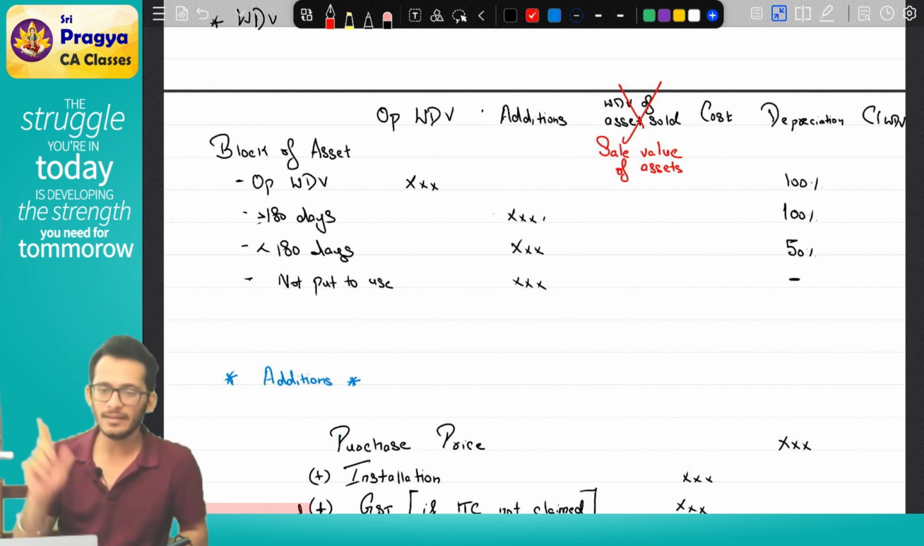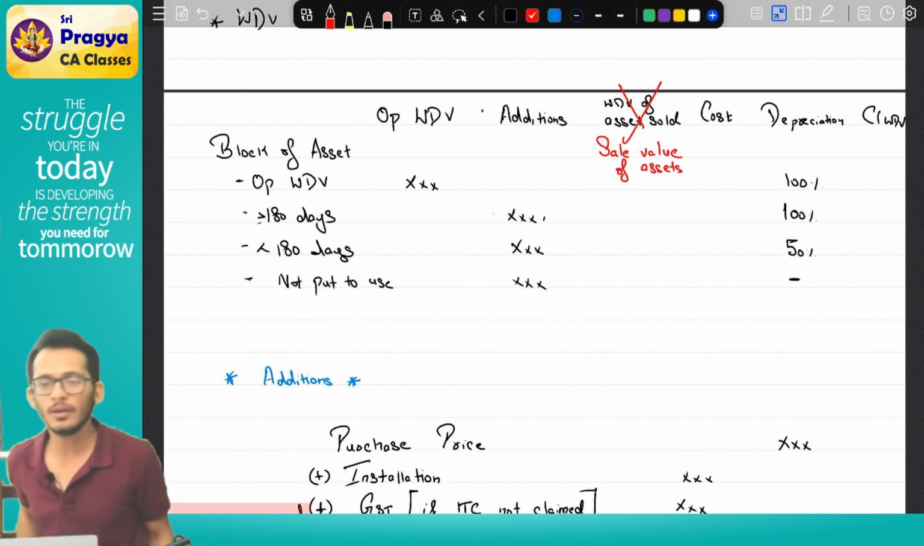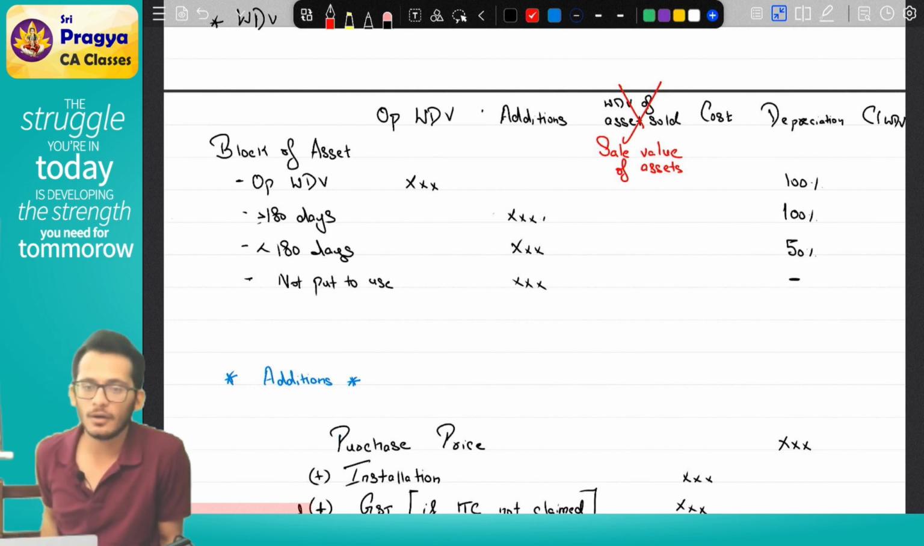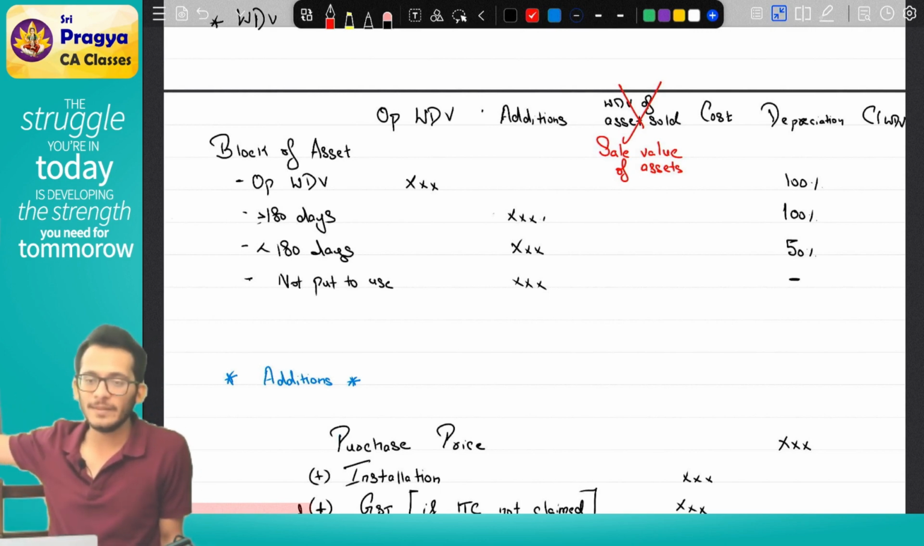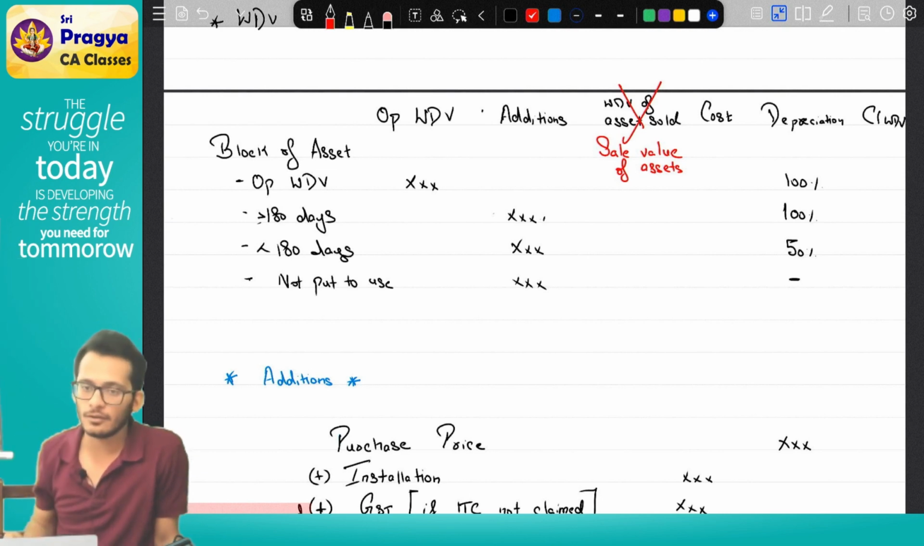Now you may think it is wrong. How can you reduce the sale value itself? Because understand, the asset was of 100 rupees. You have sold it for 150 rupees. You will end up reducing 150 rupees. This 50 will impact my other assets. Yes or no? It will impact, but don't worry about it.